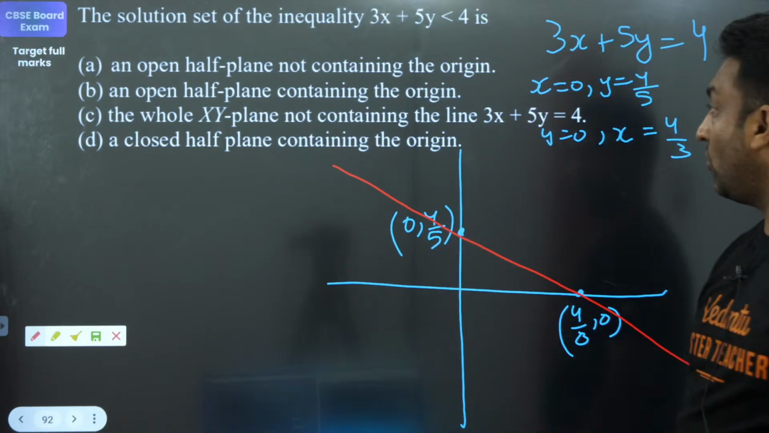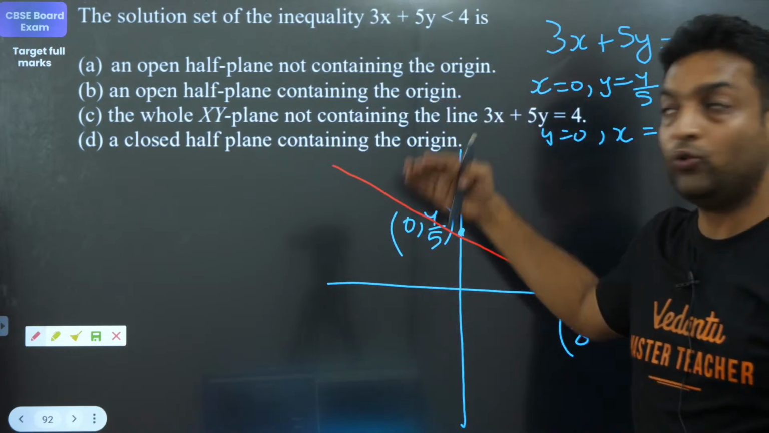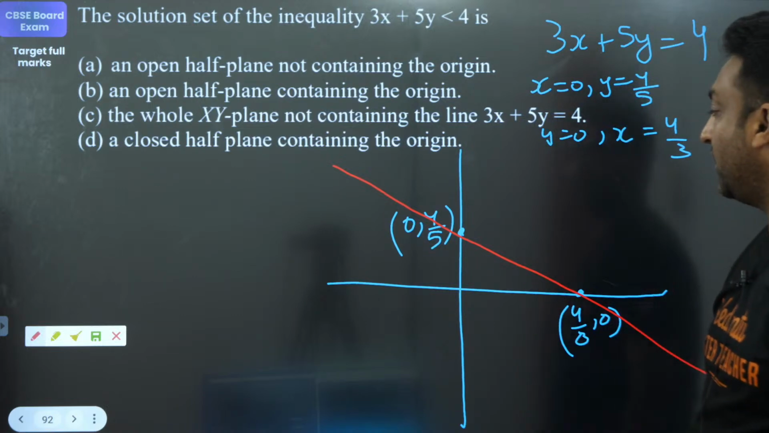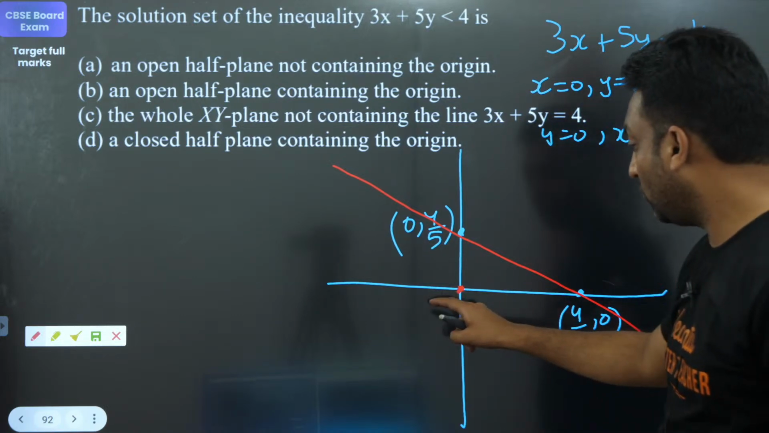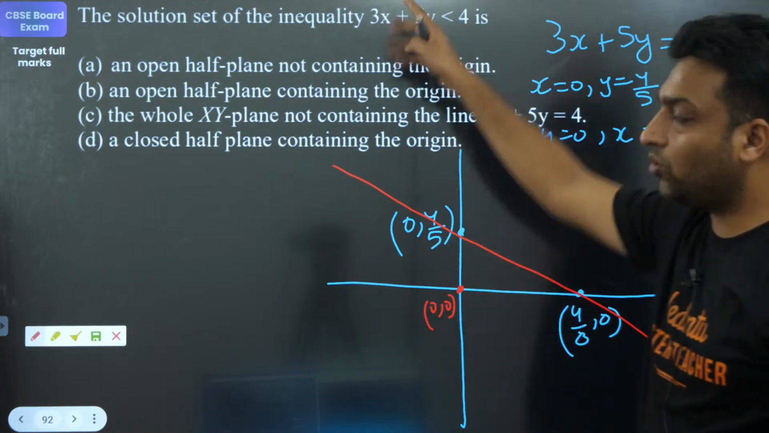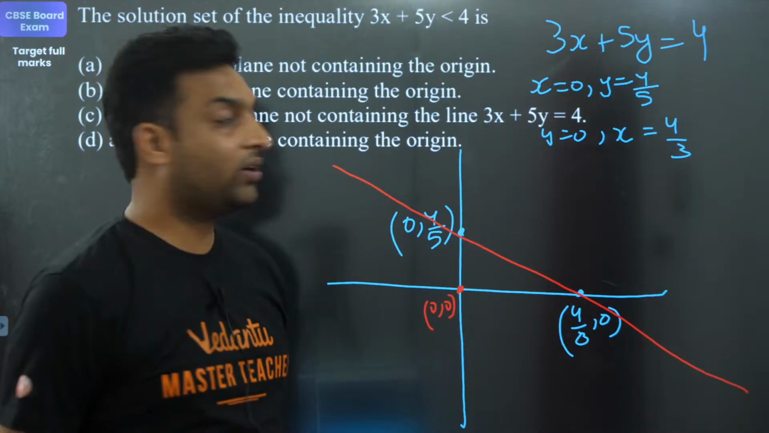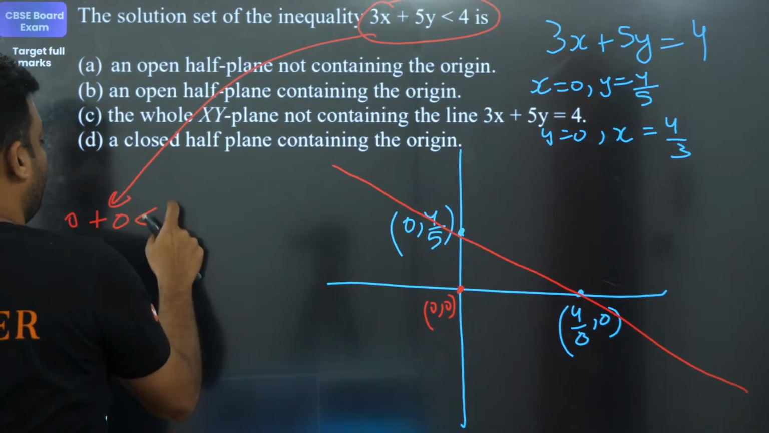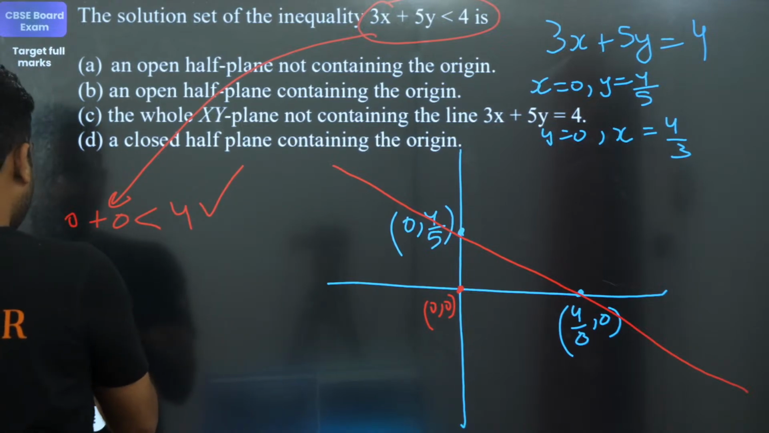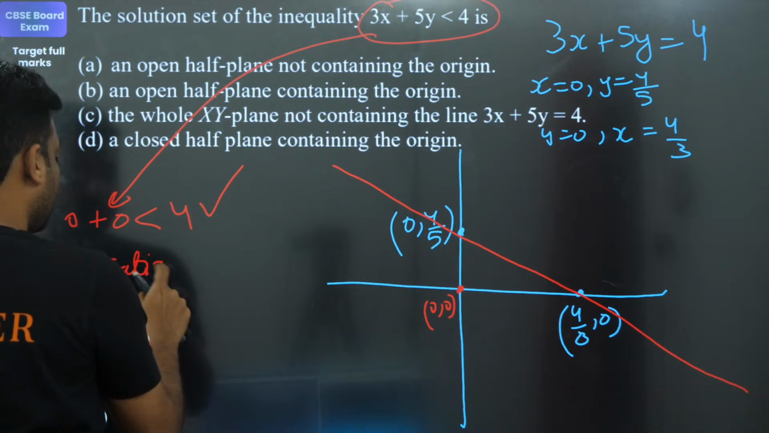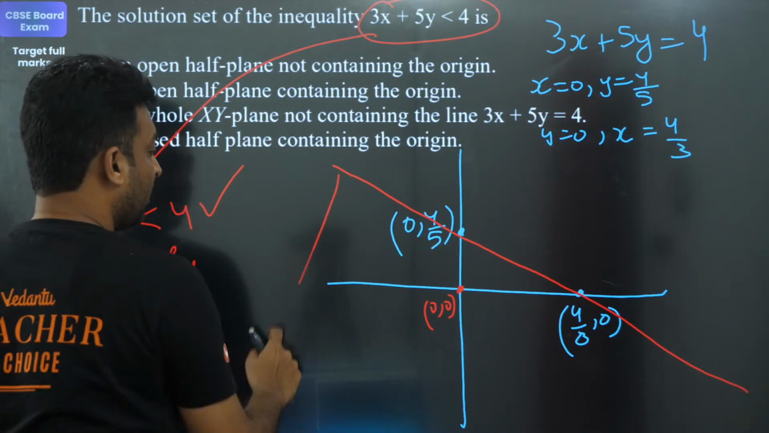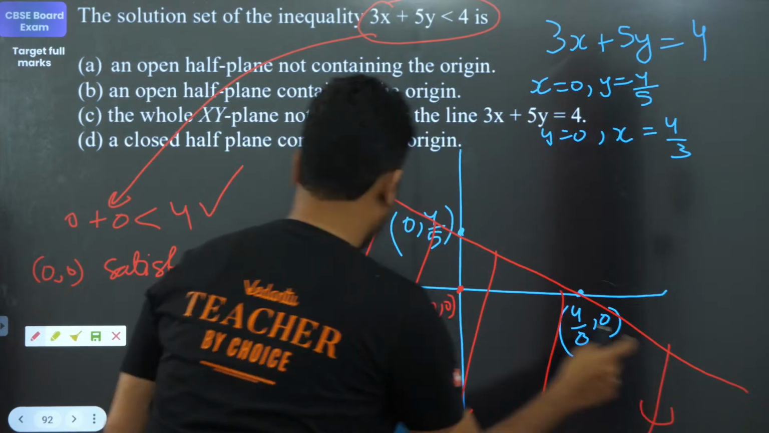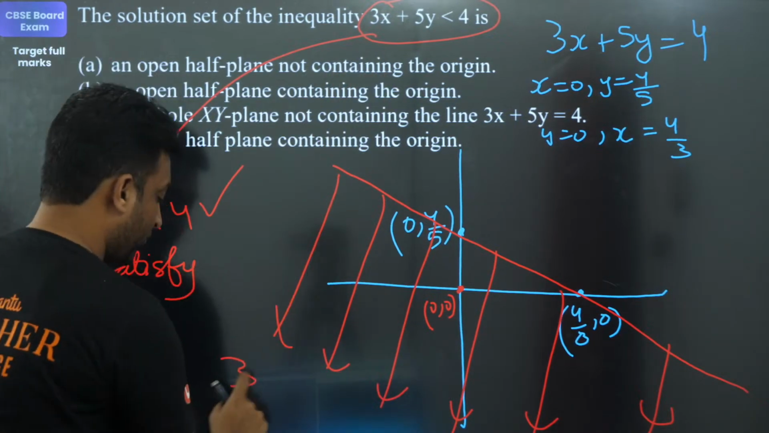Clear? Now, one side will give you 3x plus 5y greater than 4. The other side will give you 3x plus 5y less than 4. Now, when you put 0, 0, does it satisfy this inequation or not? 0 plus 0 is less than 4, which is correct. So the origin satisfies. This will be the region given by 3x plus 5y less than 4.